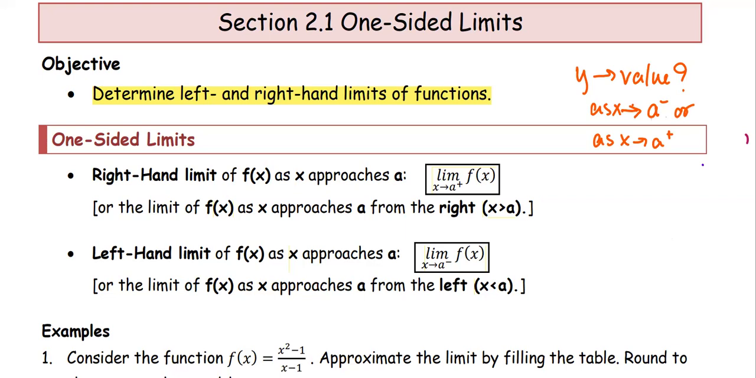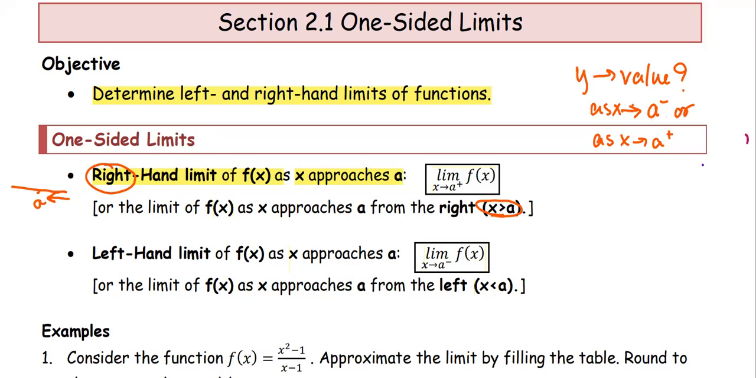By definition, the right-hand limit of the function f of x as x approaches a, the key term here, the right-hand limit. That means when you look at the real number line, x comes toward a from the right side, or we can say that x is greater than a. The notation is the limit of f of x as x approaches a positive. The superscript plus sign represents that x approaches a from the right side, or x is slightly greater than a.